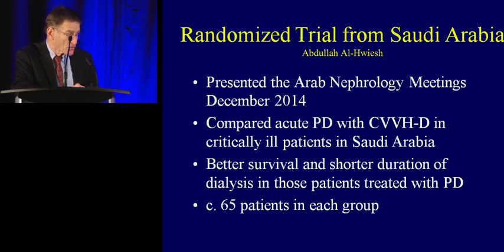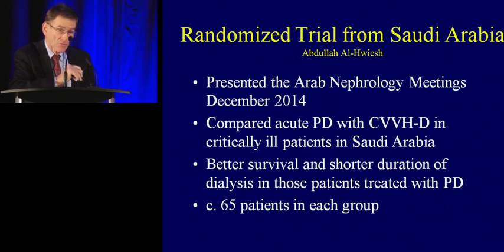So this was a randomized trial comparing PD with CVVHD in critically ill intensive care unit patients in Saudi Arabia. What they're describing is a better survival and shorter duration of dialysis in those patients treated with PD, with about 65 patients in each group. From what I can see, the study looks very good, and we're just awaiting this to be submitted for publication. But what I want to emphasize here is a shorter duration of dialysis, which is similar to what Daniela found in the studies in Brazil, and here they found a better survival rate.